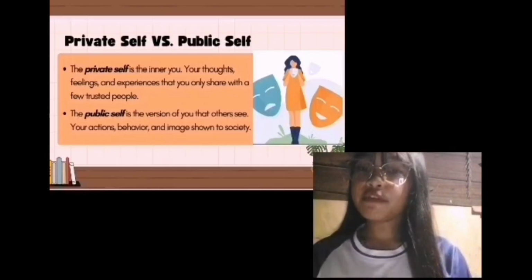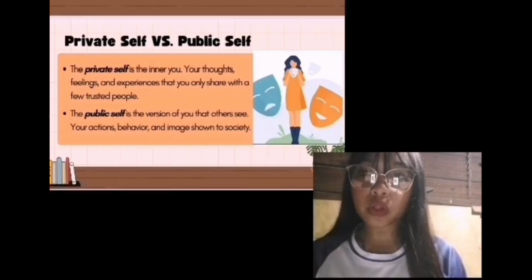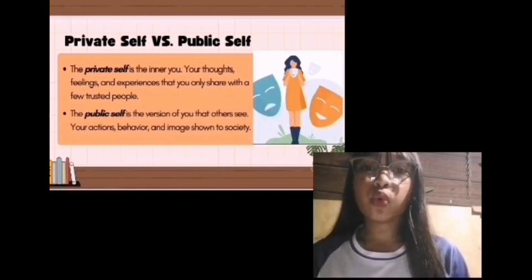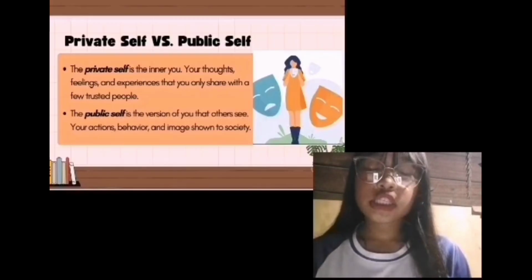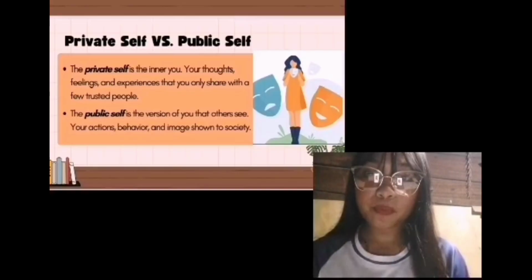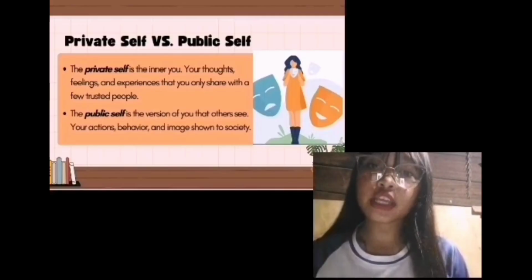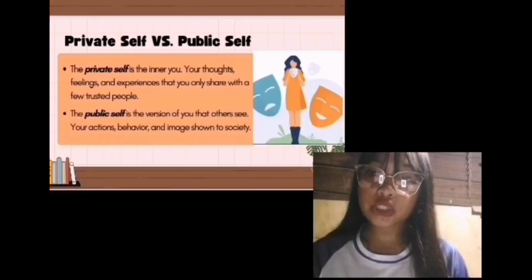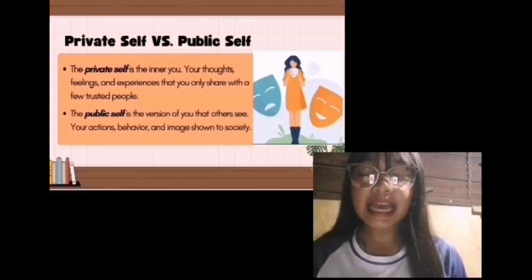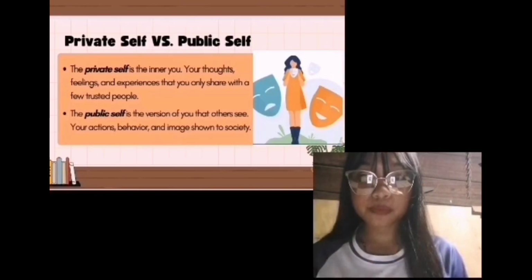Meanwhile, the private self is the version of you that no one or only a few people get to see. It is who you really are deep inside. It is your thoughts, your feelings, your emotions, your fears, and even your desires. This is the real you, when you're alone in your room, when you think about your dreams, or when you write in your diary. That's your private self. Your private self may not always match what others see in public because you might hide some parts of yourself to protect your feelings or avoid being judged.